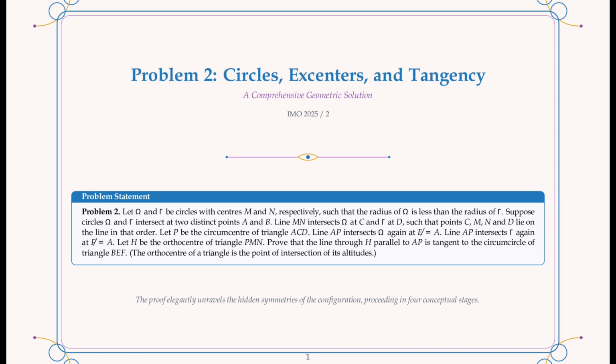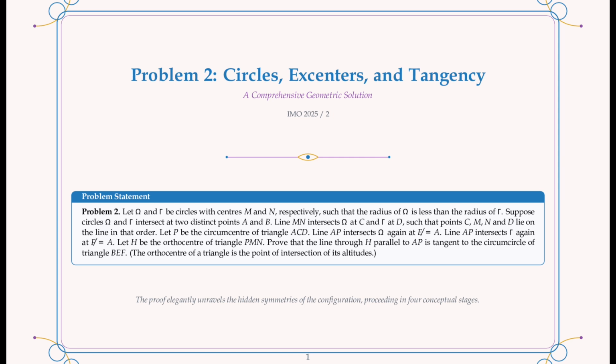Let omega and gamma be circles with centers M and N, respectively, such that the radius of omega is less than the radius of gamma. Suppose circles omega and gamma intersect at two distinct points A and B. Line MN intersects omega at C and gamma at D, such that points C, M, N, and D lie on the line in that order.